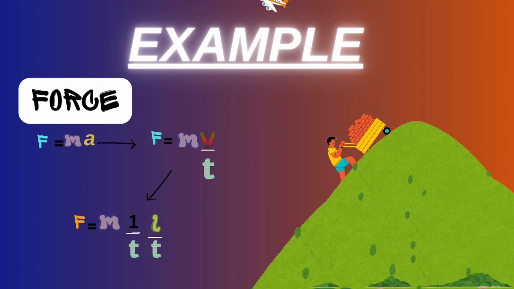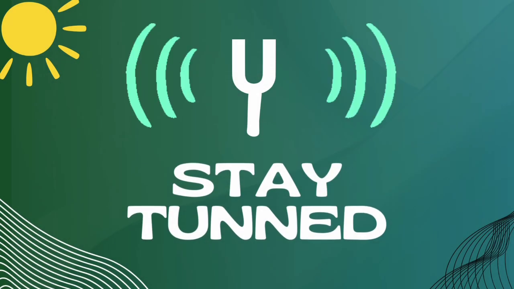For example, we have a derived quantity called force. The formula for force is F equals mass times acceleration. We can break down the term acceleration into velocity divided by time. And now velocity can further be broken down into length divided by time. As a result, the force in terms of all the base quantities can be expressed as ML divided by T square.